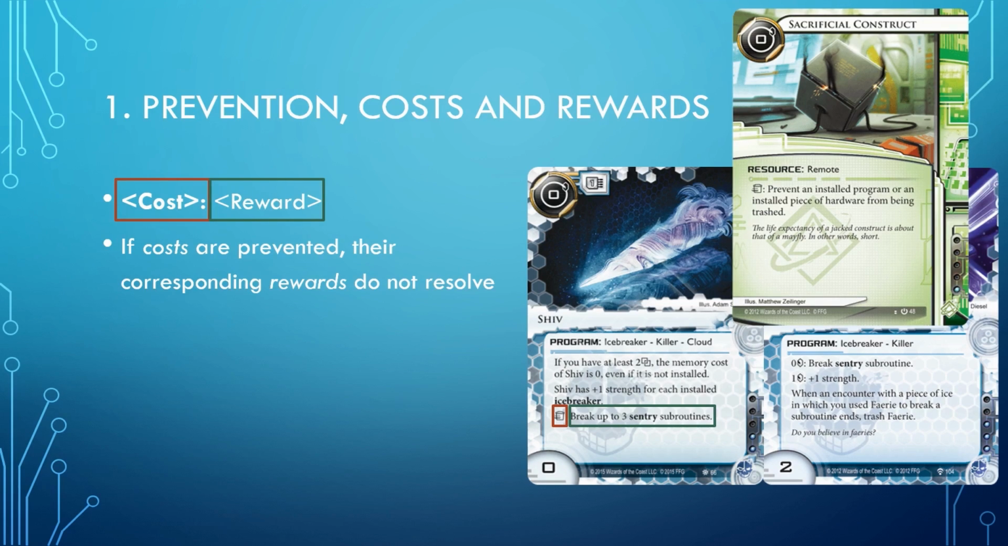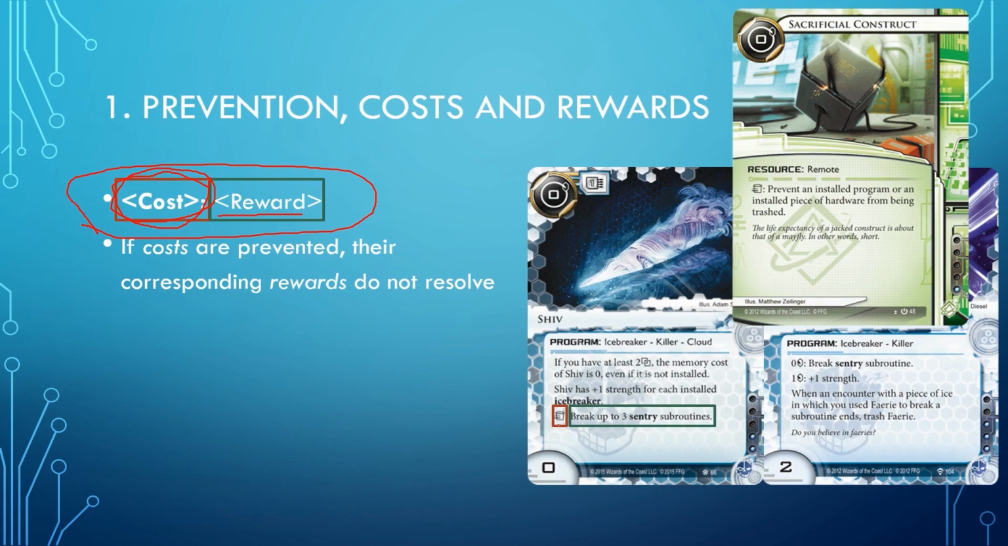Typically when you see statements in the format cost:reward, as shown here, this basically is an indication that the bolded half, the front half, is the cost. If you prevent the payment of a cost, the reward will not resolve. An example of this is the interaction with Sacrificial Construct and Shift. Shift requires you to trash the Shift as a cost. However, if you prevent this cost by using Sacrificial Construct to save the Shift from being trashed, you can do that. It is allowed in the game.